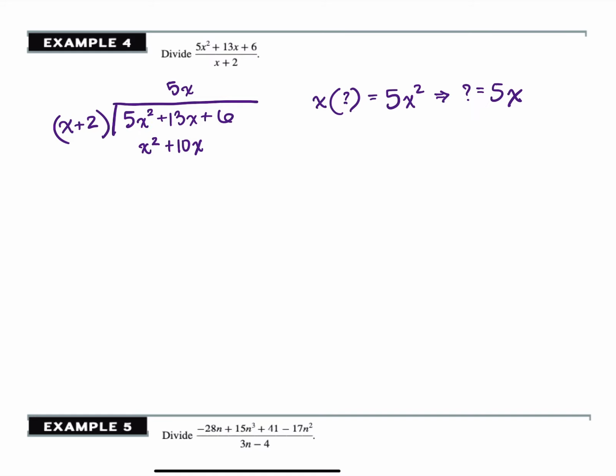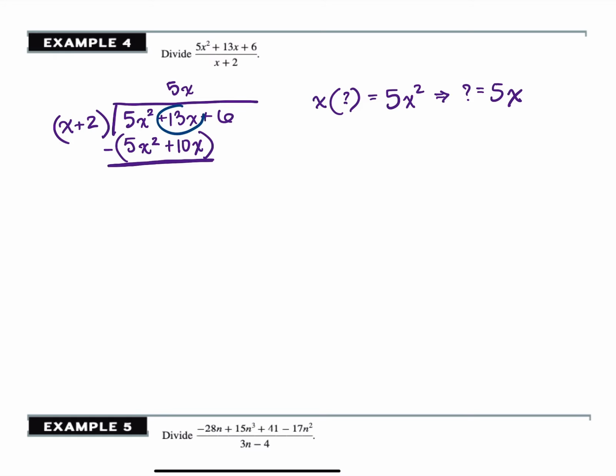Now I'm going to subtract this, just like in our long division. So I usually write this with parentheses and then a subtraction symbol. And I'm just going to go term by term and subtract its like term beneath it. So we'll start with 5x squared minus 5x squared. Those cancel out, which is what we want. That's why we chose the 5x. So that will give us 0.